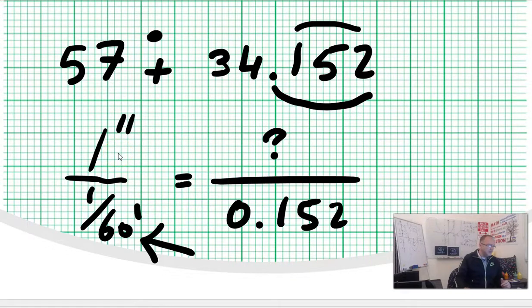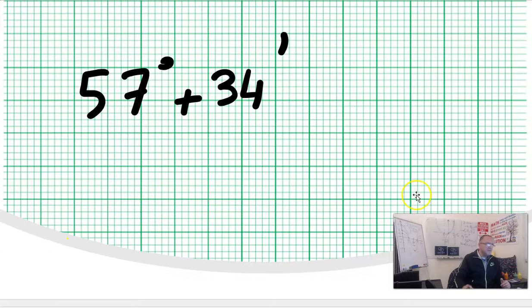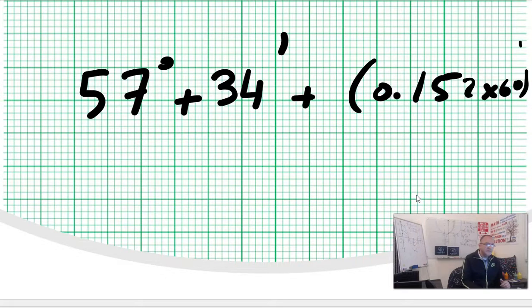So all I did now is just come back and separate. Now I have it separated, so I can write 34 minutes plus, what do I have? 0.152 times 60. The whole thing is seconds. What do I get? I didn't do this one. Okay, I get something like 9.12.